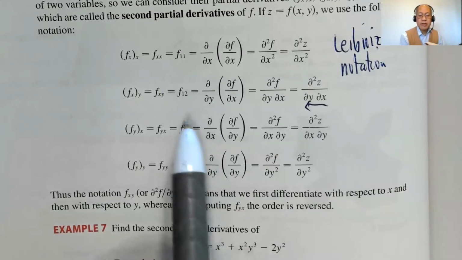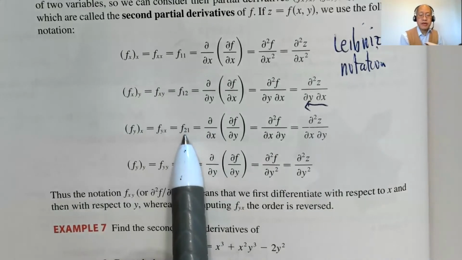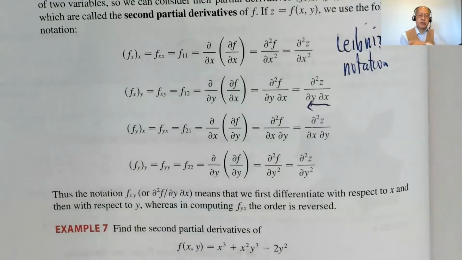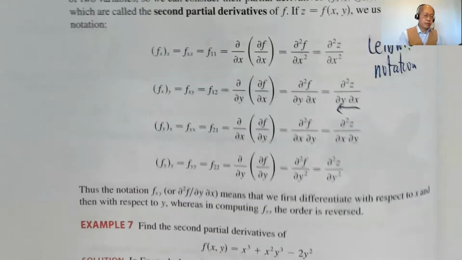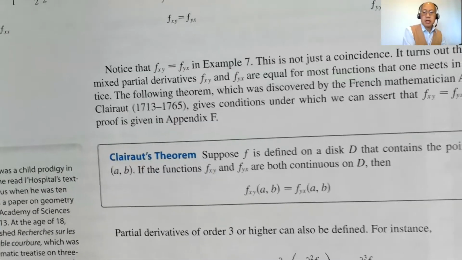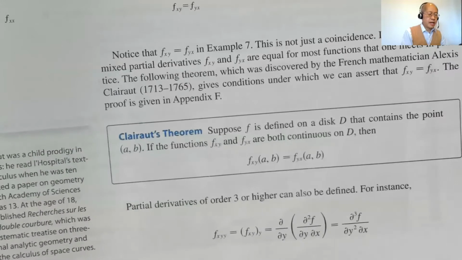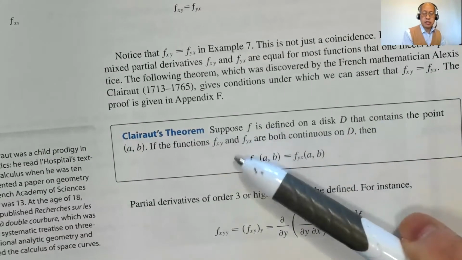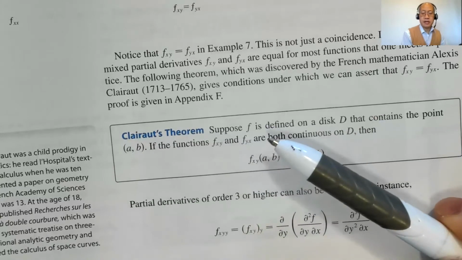Fortunately, it turns out that for the mixed partials, in almost every case, and in all the cases that we're going to do, it doesn't matter. Fxy and fyx always turn out to be the same for the problems that we would deal with. On page 919 is something called Clairaut's theorem. Clairaut's theorem says that fxy and fyx are going to be equal whenever this is true, and that happens in all the cases that we will deal with.